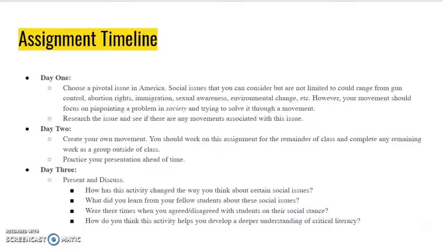I've also included an assignment timeline to help you determine how this should look. So day one, they would choose their issue and research it. So you don't want them just to go in blind. They should research the issue and see if there are any similar movements associated with this issue that they could learn from. Day two, they would work solely on creating their movement, and they should do that during the remainder of the class, and any extra work would be done outside of class.